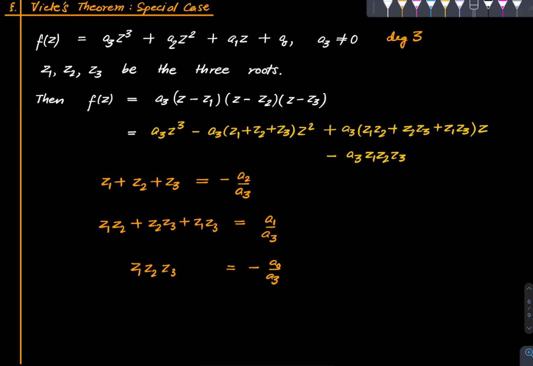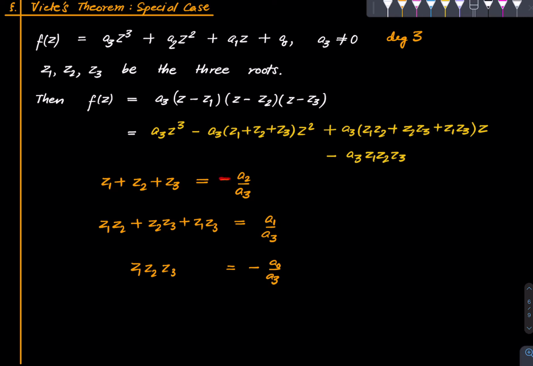So what is happening is the sum of roots is given by that. Denominator is a3. The sum of product of roots taken two at a time. So you pick two roots, product them, and then sum all the products. So if we pick these two roots, the product is z1 z2. If we pick these two roots, the product is z2 z3. And if we pick these two roots, the product is z1 z3, and we add all of them. So that sum is given by this. And similarly, if you pick all the three roots and product them, then the result is this.